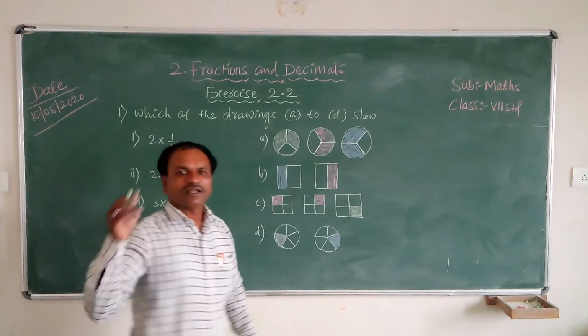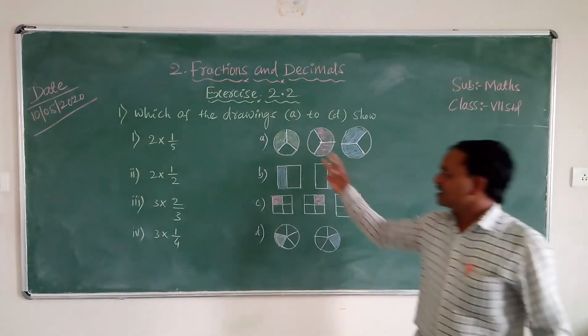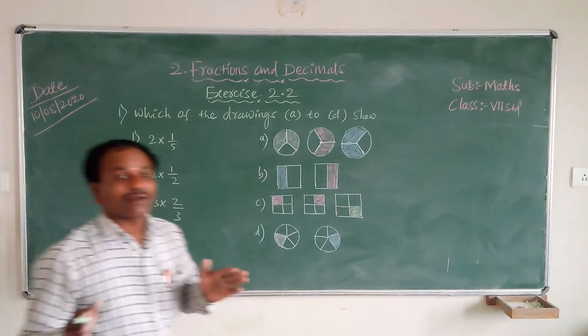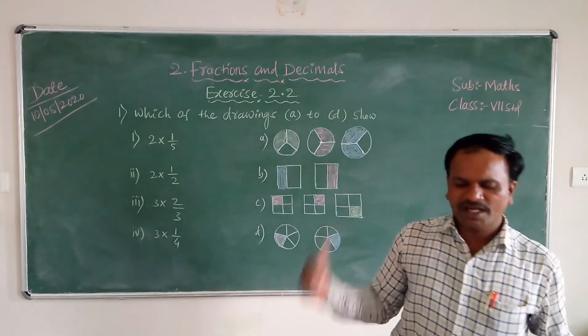One circle inside three groups. Three colors: one is empty, two are colored. Like this is given, the match-the-following system is there. Match the following, like this.